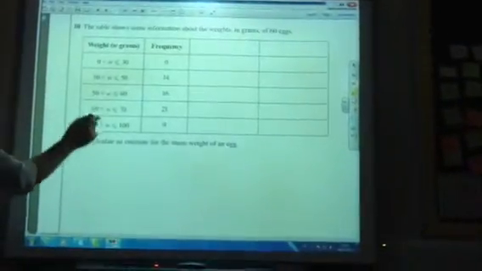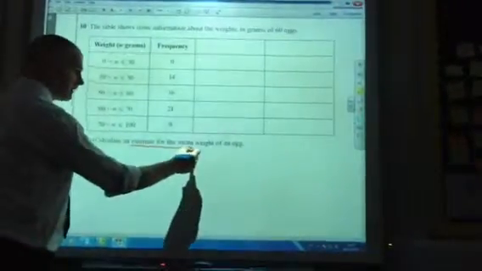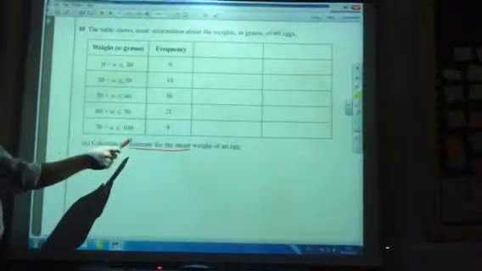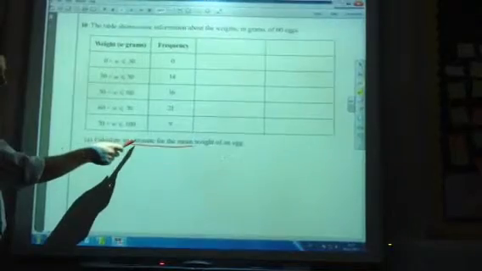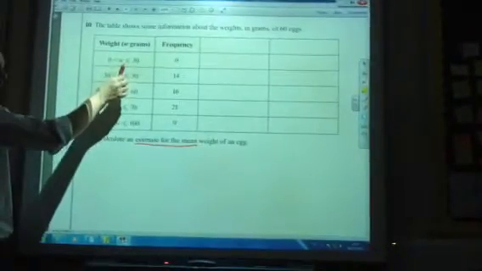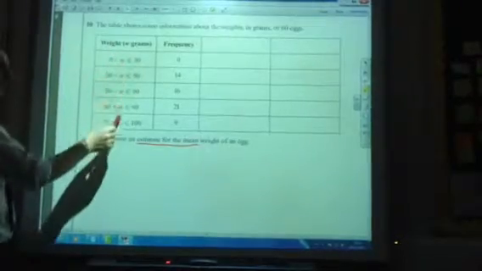This is a video for finding the estimate of the mean from a group frequency table. The reason it says estimate is it's not going to give you the real answer, it's going to give you an approximate answer, because you don't know the exact value in the group, you know they're in a group. So what you do is you find the midpoint of each group first.